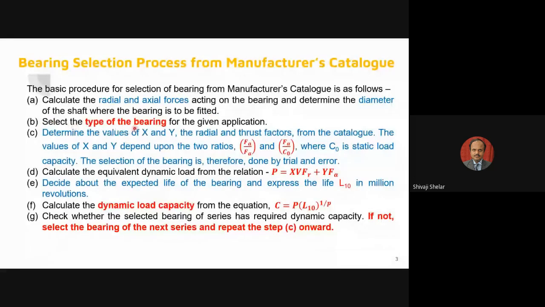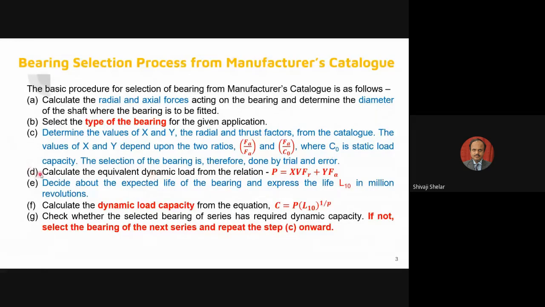B, select the type of the bearing for the given application. Next step C, determine the values of X and Y, that is radial and thrust factors, from the catalog. The values of X and Y depend upon the two ratios, FA upon FR and FA upon C naught, where C naught is the static load capacity of the bearing. The selection of the bearing is therefore done by trial and error. See, the C naught value depends upon a particular selected bearing. So these X and Y values will change as you change the bearing. So this selection will be based on the trial and error method.